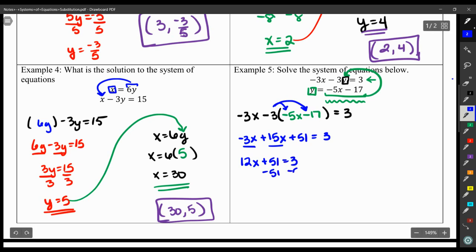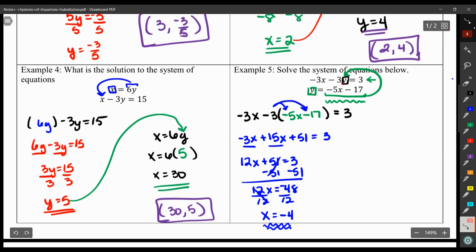And now we can start solving for x. So subtract 51 from both sides. So 12x is equal to negative 48. Divide out the 12, and we have x is equal to negative 4. And so here's the value of x. Again, we still need the value of y in order to create our coordinate as our solution.